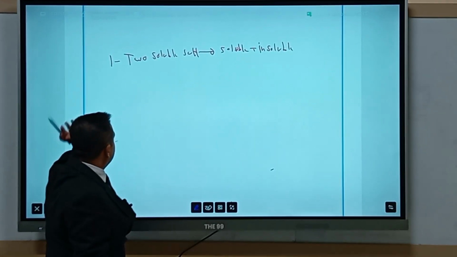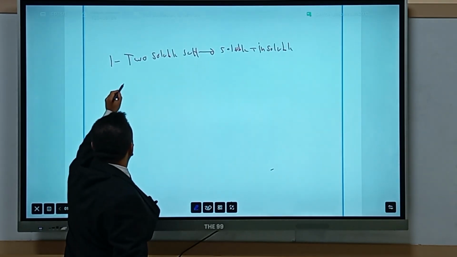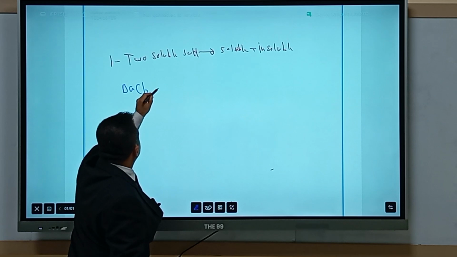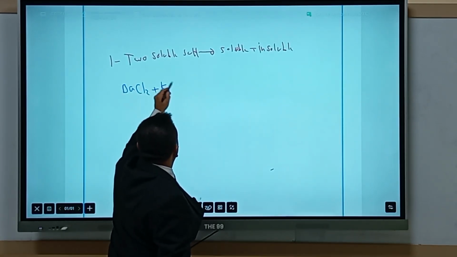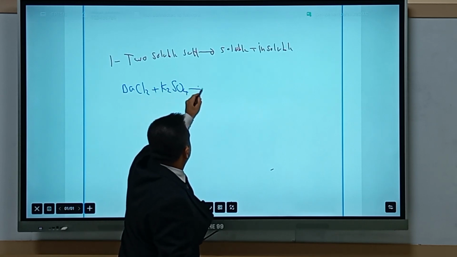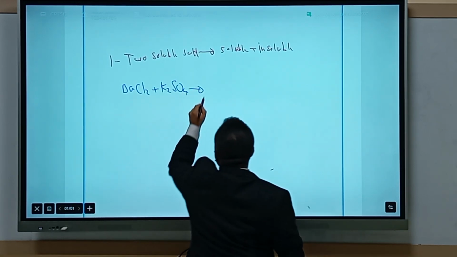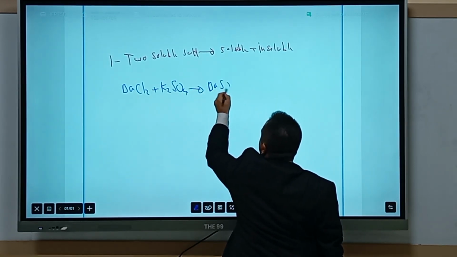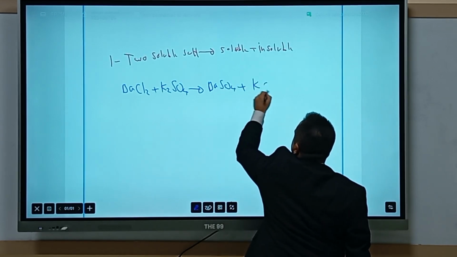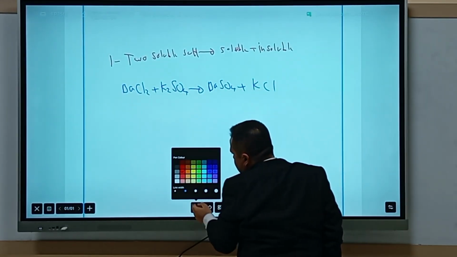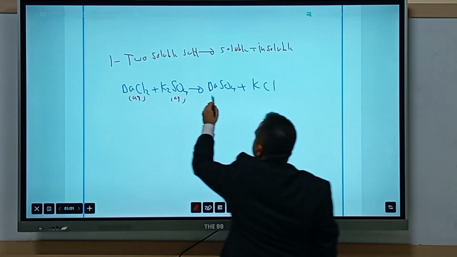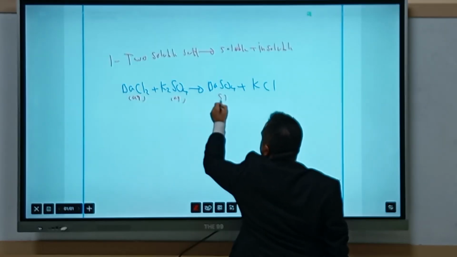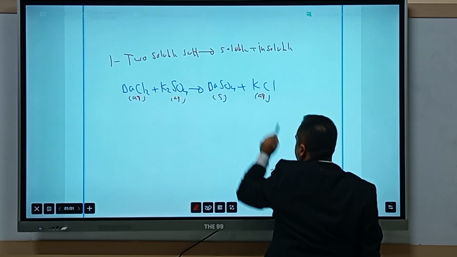Examples for that, we talked about the examples. For example, BaCl2 plus K2SO4 produce BaSO4 plus KCl. Guys, here this is aqueous. This is a precipitate, aqueous.